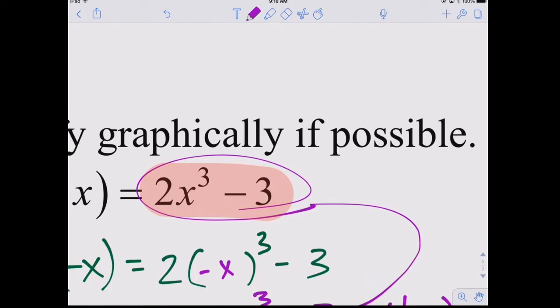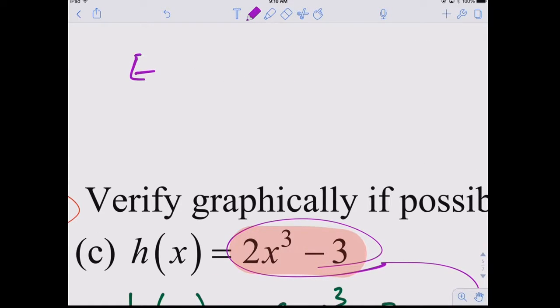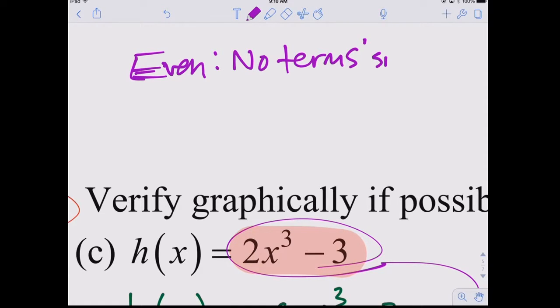So let's go ahead and summarize that real quickly. For an even function, whenever you have multiple terms, you want no terms' signs to change. That's plural possessive. Terms' signs to change.